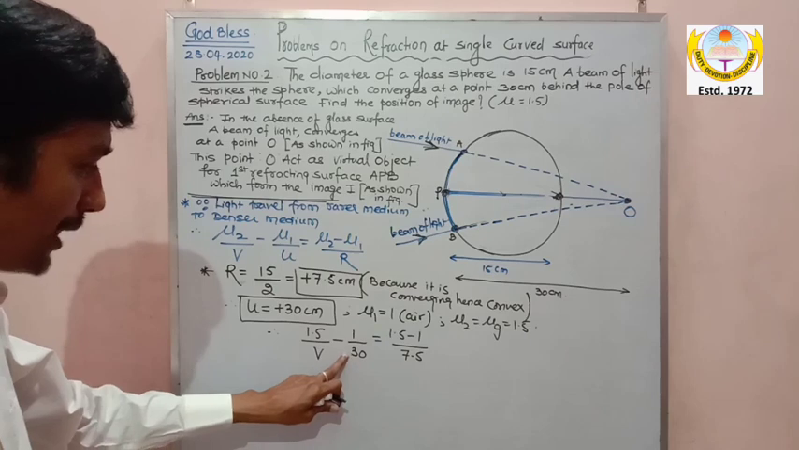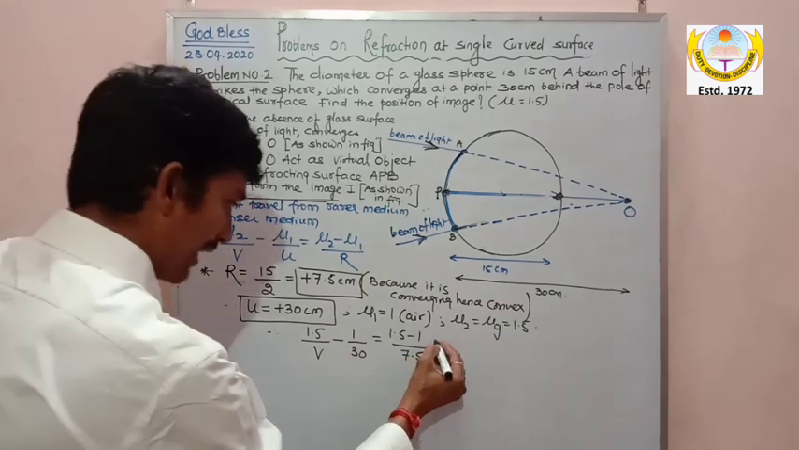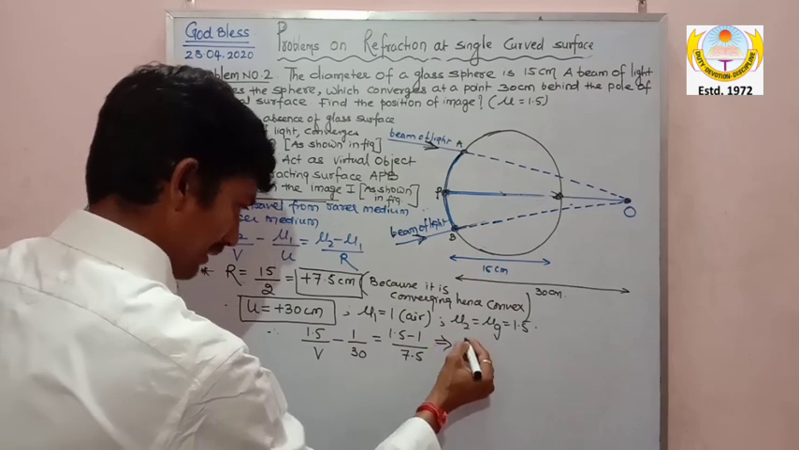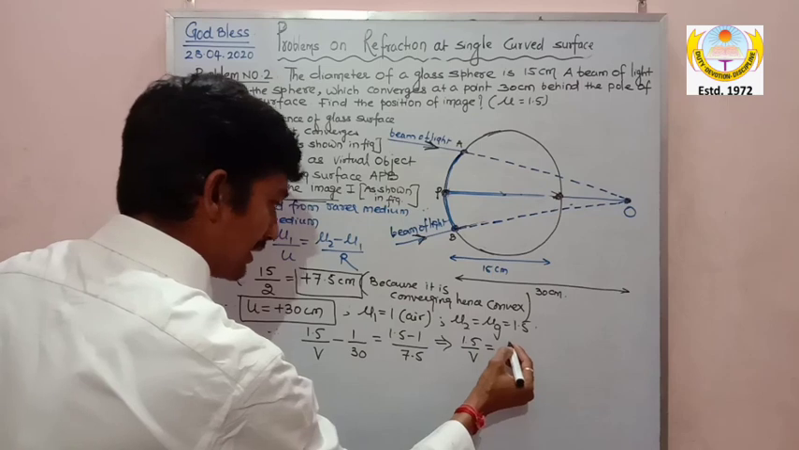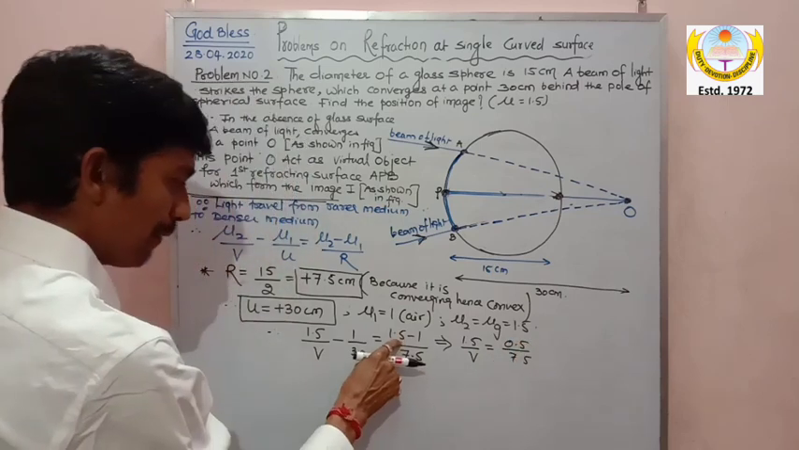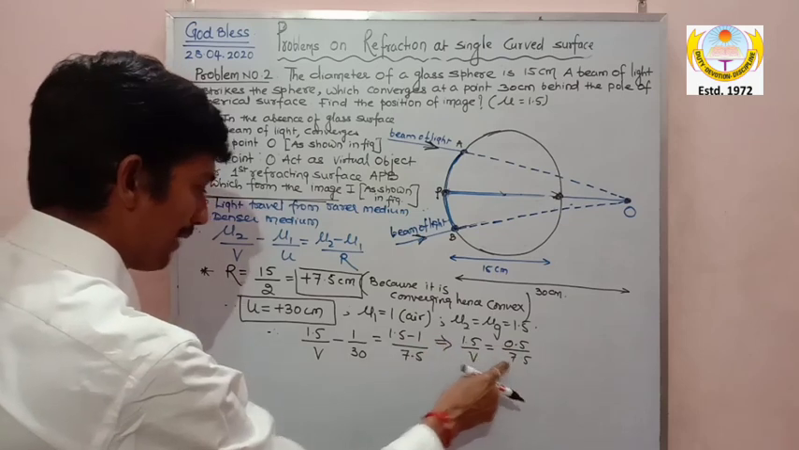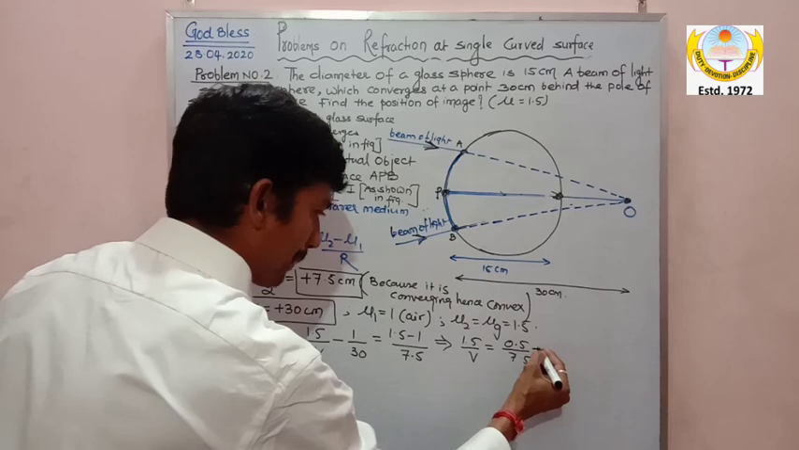Here u is plus 30, so it will remain as 30. Now what will be the answer? This will be 1.5 divided by v is equal to 0.5 divided by 7.5. 1.5 minus 1 is 0.5 divided by 7.5, and this minus 1 by 30 will go on this side and become plus 1 by 30.